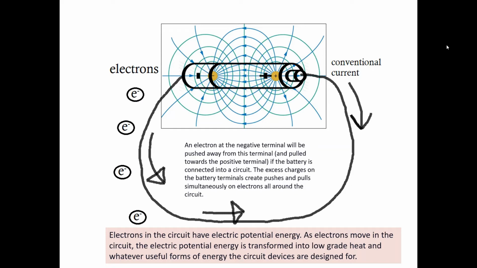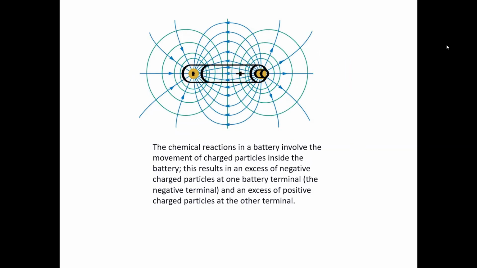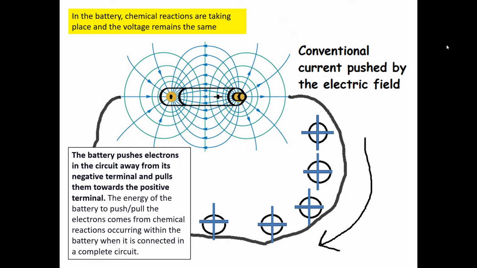The electrons are pushed away from the negative end, and it wants to go to the positive end of the battery. So an electron at the negative terminal will be pushed away from this terminal and pulled towards the positive terminal if the battery is connected into a circuit. The excess charges on the battery terminals create pushes and pulls simultaneously on the electrons all around the circuit because of the electric field. So in the battery, chemical reactions are taking place and the voltage remains the same.